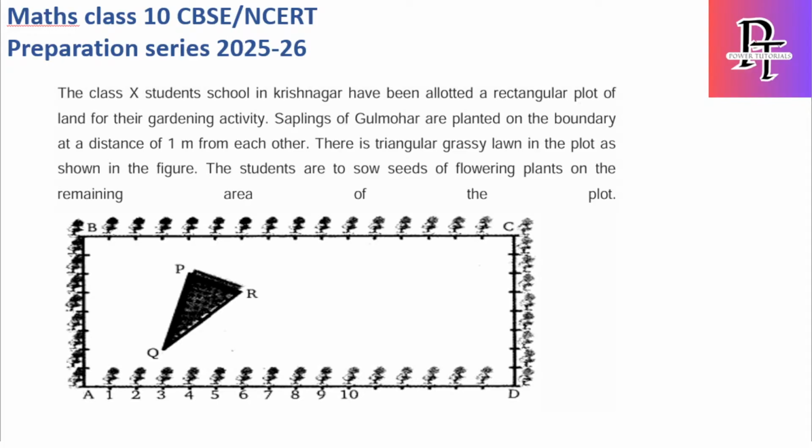So what is the second case? The class 10 students in Krishnanagar have been allotted a rectangular plot of land for their gardening activity. Saplings of gulmohar are planted on the boundary at a distance of 1 meter from each other. There is a triangular grassy land in the plot as shown in the figure. The students are to sow seeds of flowering plants in the remaining area of the plot. Okay, we have a plot here which is A, B, C and D, and we have 1, 2, 3, 4 and so on, and this will be 1, 2, 3 and so on. Fine. Let's see what they are asking.